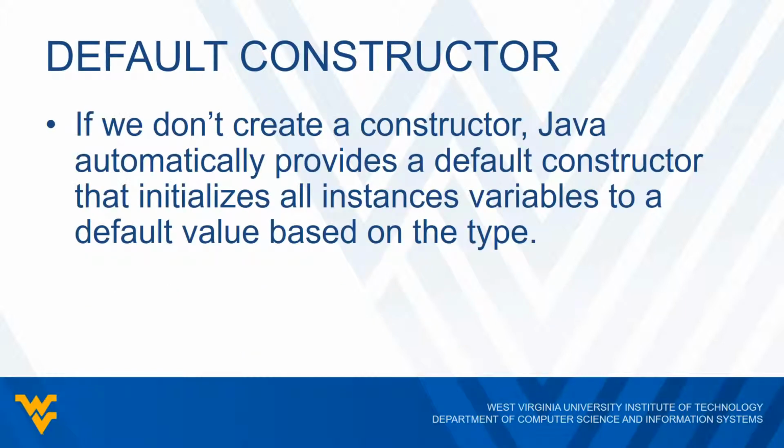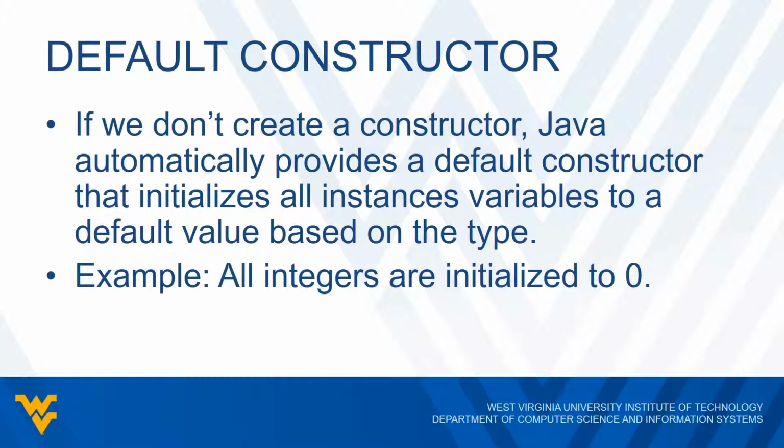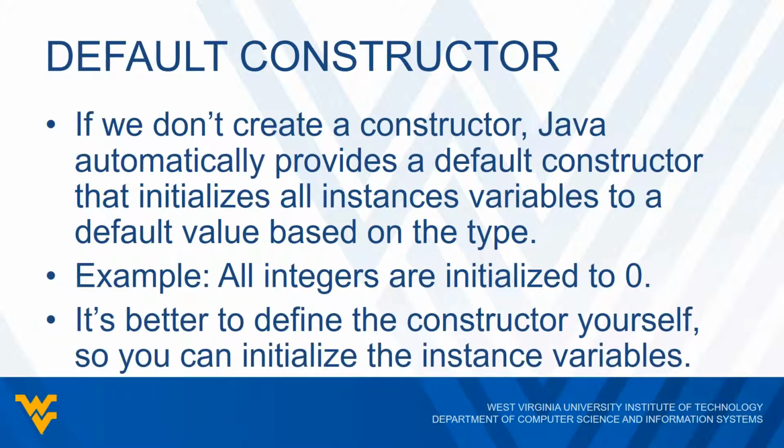Now, what if you decide to not create a constructor? Well, in Java, it'll automatically provide a default constructor. This constructor will just initialize all your instance variables to a default value based on its type. For example, if we have integer values, they'll be initialized to 0. It's usually better to just create your own constructor. That way you can decide how the instance variables are going to be initialized. But the rule of thumb is always make sure you include a constructor in your class.